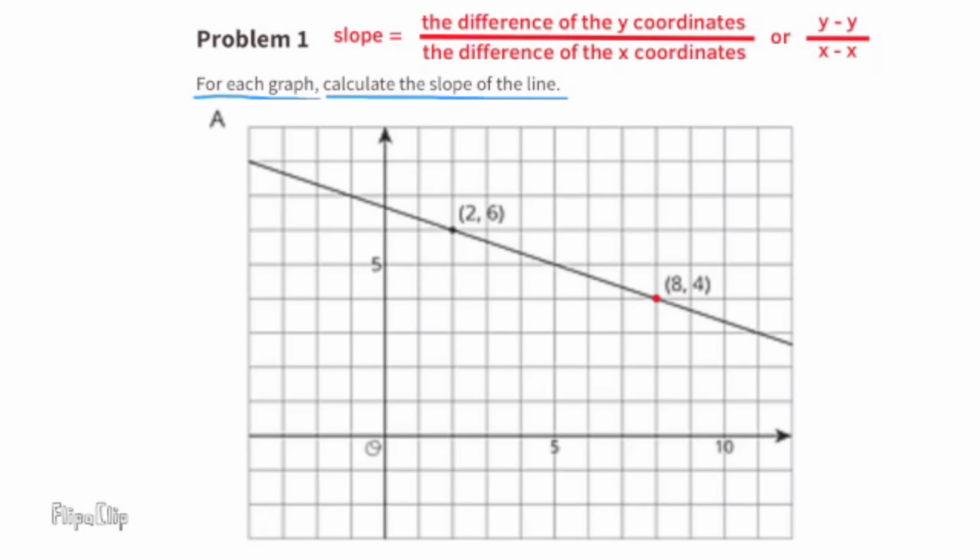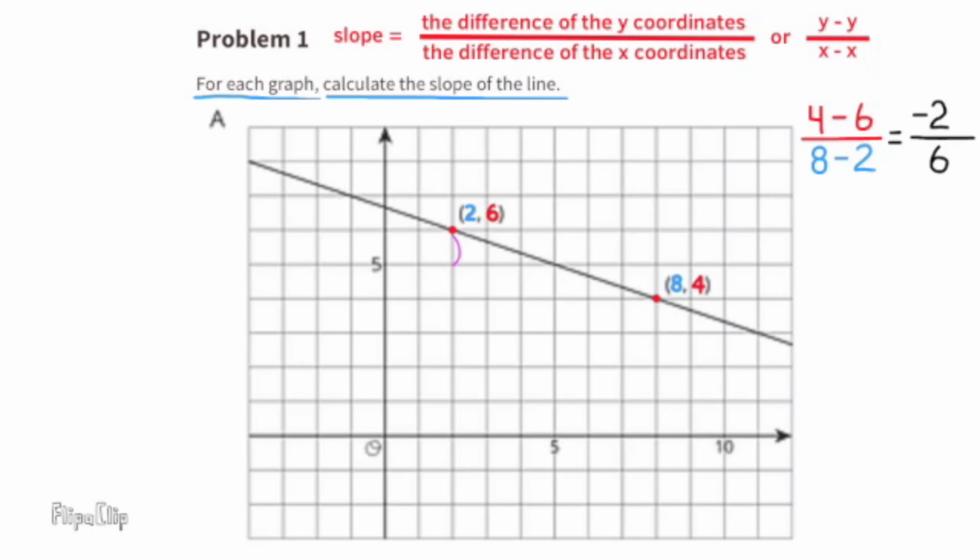Let's put a point for this set of coordinates, 8 and 4, and let's put a point for this set of coordinates, 2 and 6. So y minus y, that would be 4 minus 6, and x minus x, that would be 8 minus 2. 4 minus 6 is -2, and 8 minus 2 is 6. The slope of this line is -2 over 6.